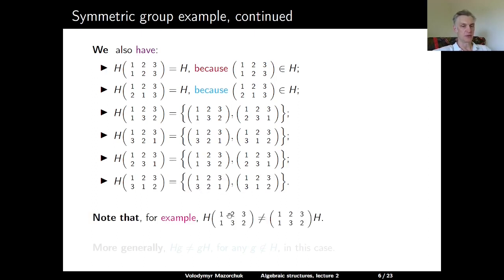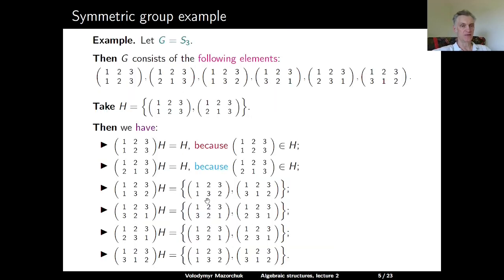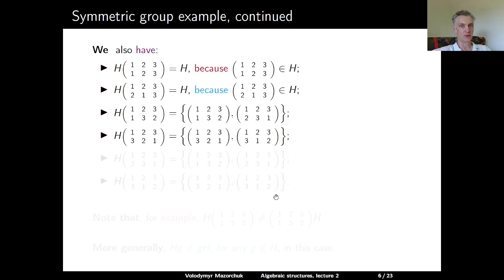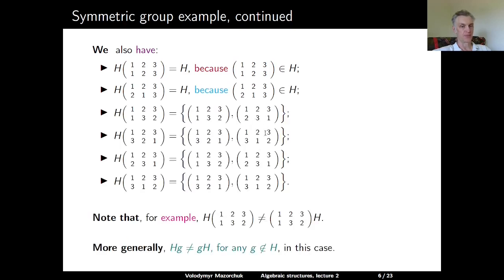Note that in this example, the right coset for the transposition 3, 2, which contains 3, 2 and 2, 3, 1, does not coincide with the left coset for this transposition, because that left coset contains 3, 2, so the transposition of 3 and 2, and 3, 1, 2. So this is 3, 1, 2, and here 2, 3, 1. So more generally, if we look at all the cosets, we see that Hg is not equal to gH for any g which is not in H, in this case.